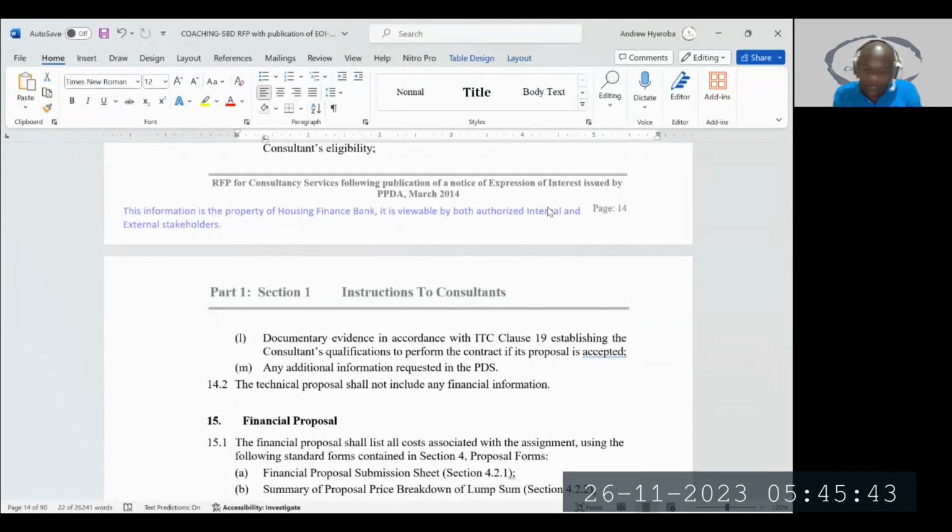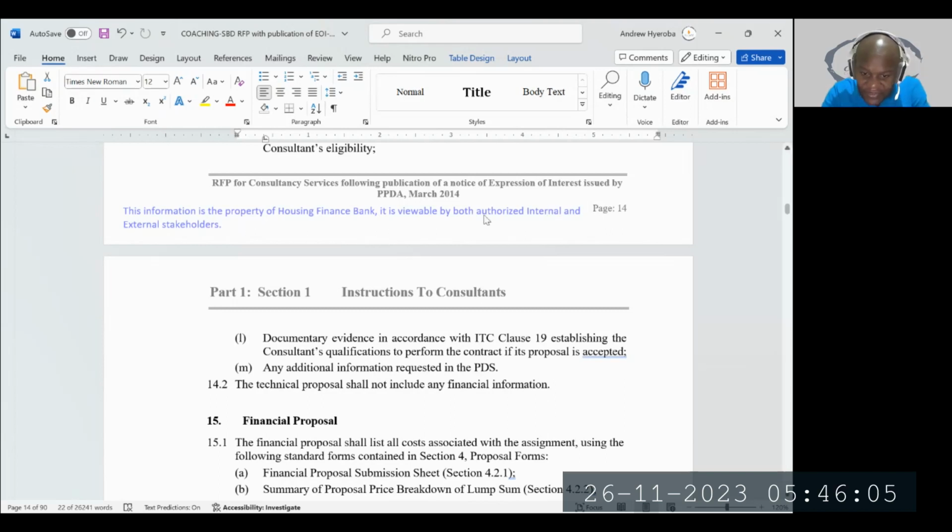This one, eligibility, means you're a Ugandan company registered in Uganda, paying taxes, etc. Then evidence showing that we have the qualifications, if we are accepted, that we have the coaches, etc.